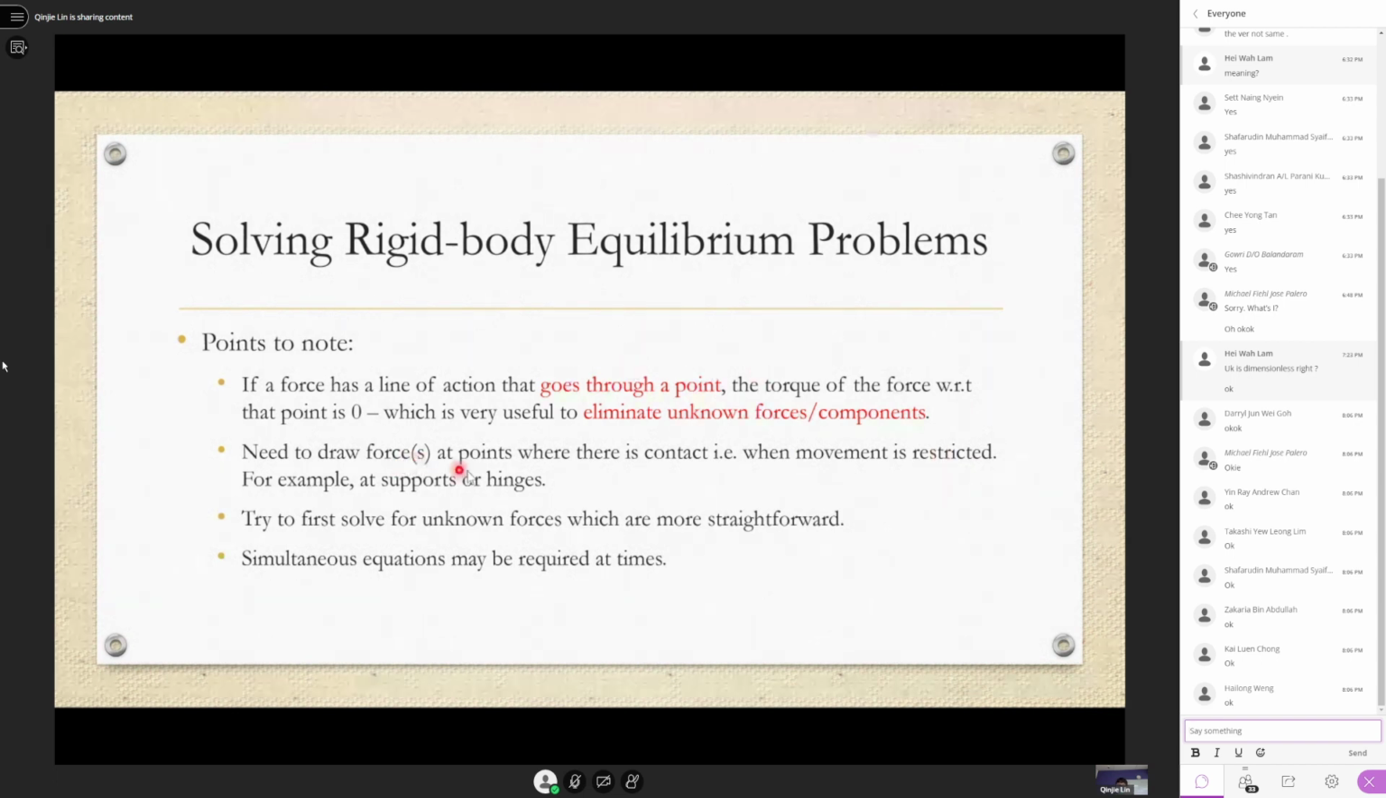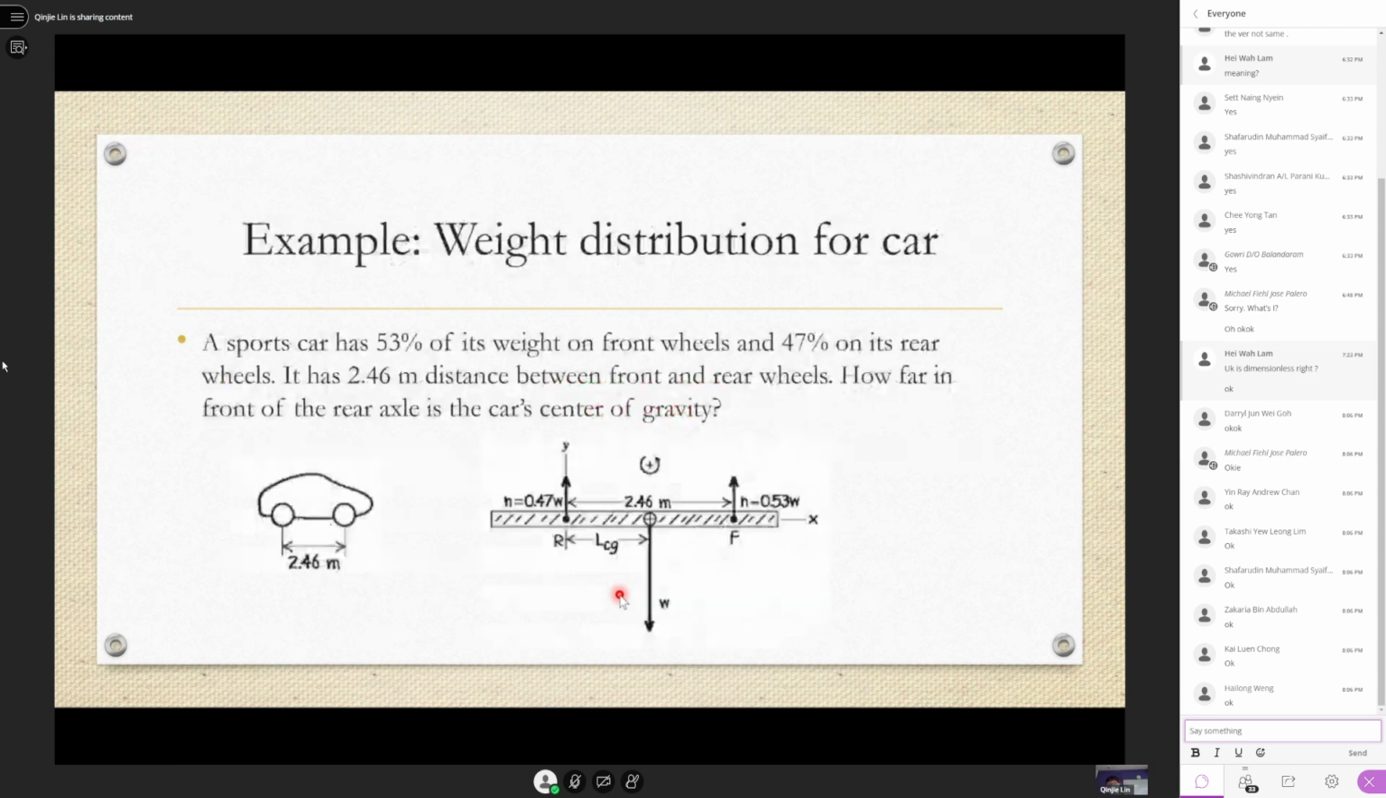Need to draw forces at points where there is contact, when movement is restricted. So for example, at supports or hinges, you must always draw out some unknown forces, which you will see later. No worries. Try to first solve for unknown forces which are more straightforward. Simultaneous equations may be required at times. Many times it will be required actually.